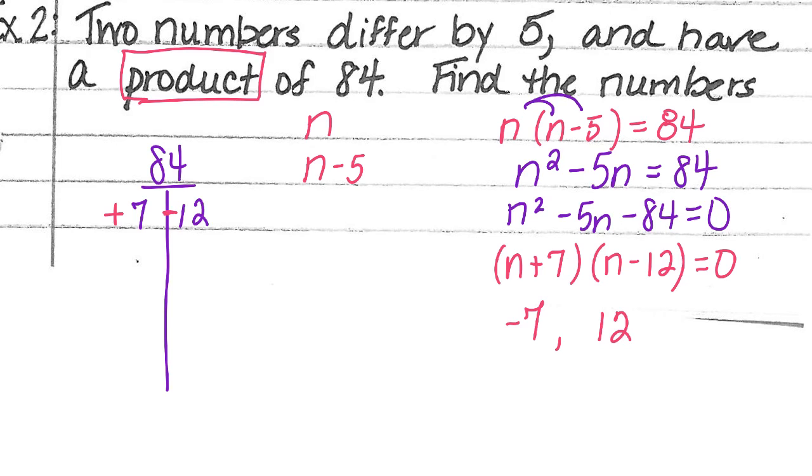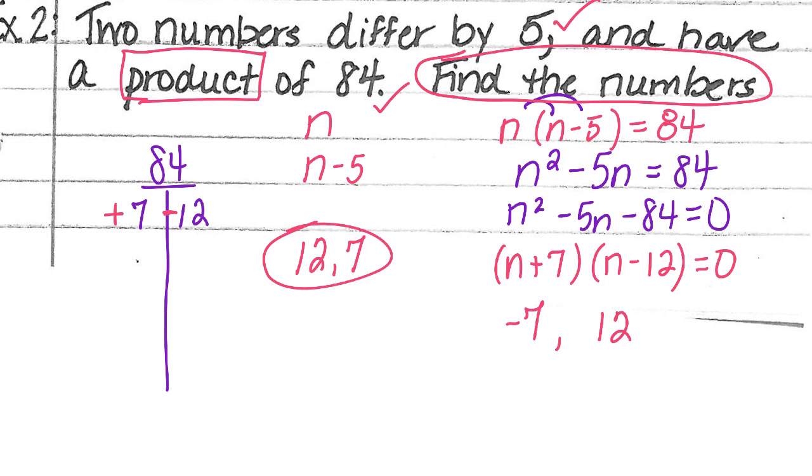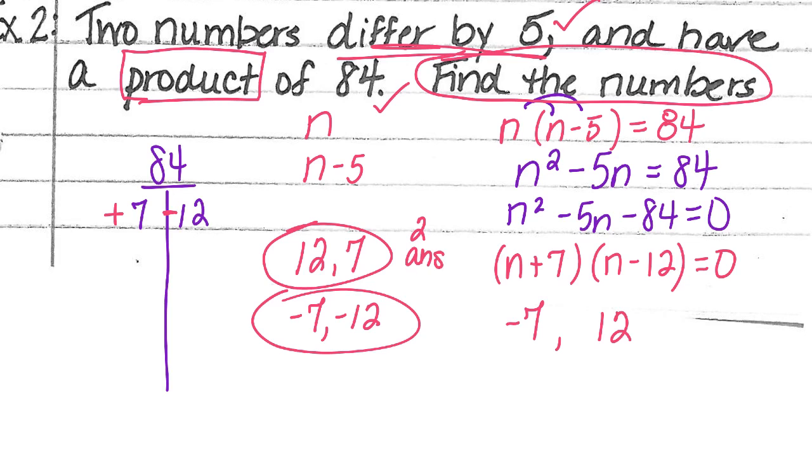But it says to find the numbers that differ by 5 and have a product of 84. Well, these don't have a product of 84 together. But 12 times 7 has a product of 84 and differs by 5. And negative 7 and negative 12 differ by 5 and have a product of 84. So notice there are two answers for this one. So please make sure that you answer the question and pay attention to those details.